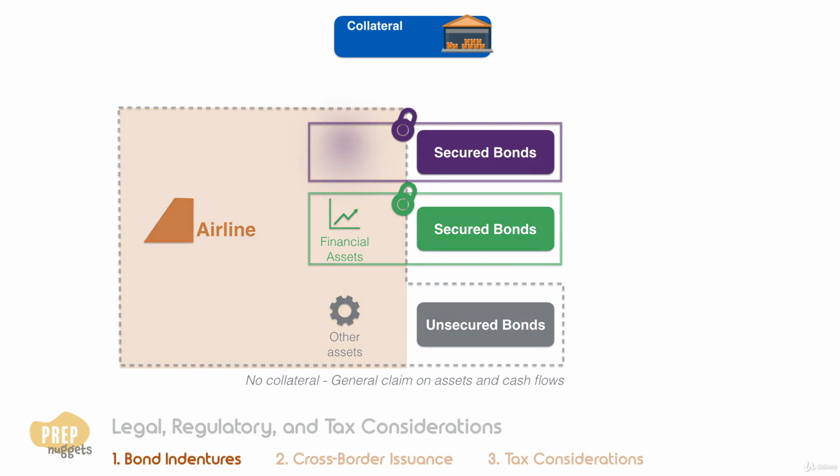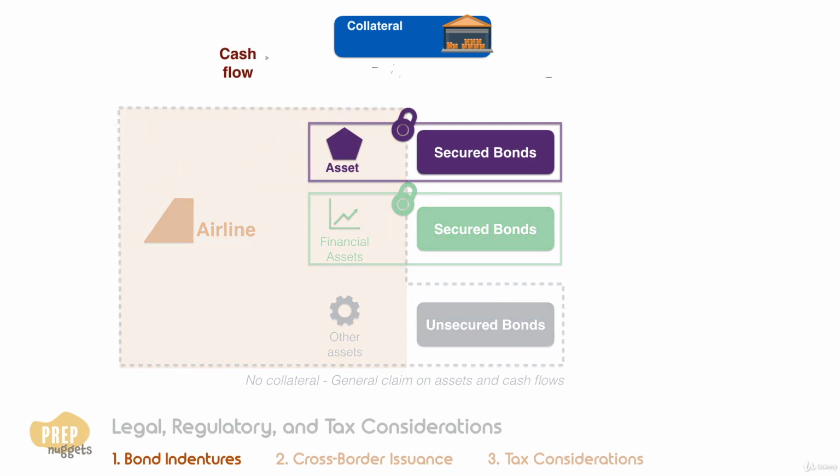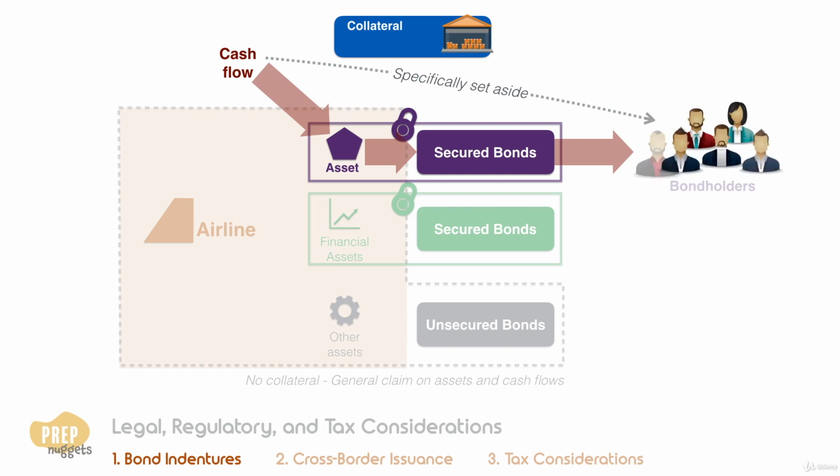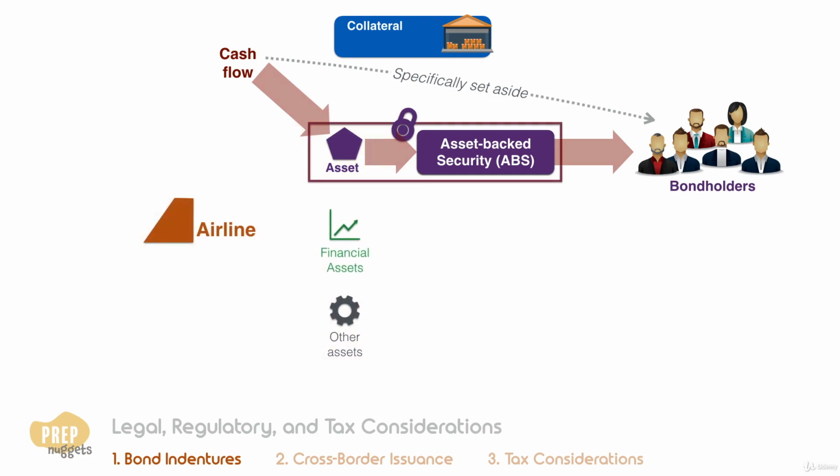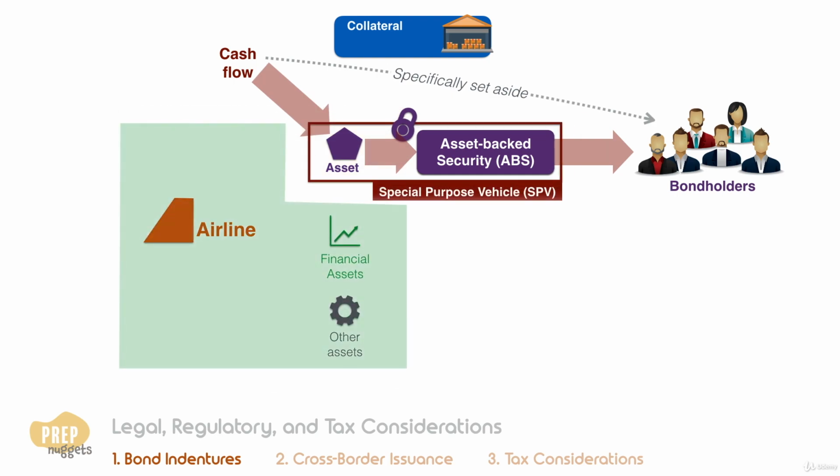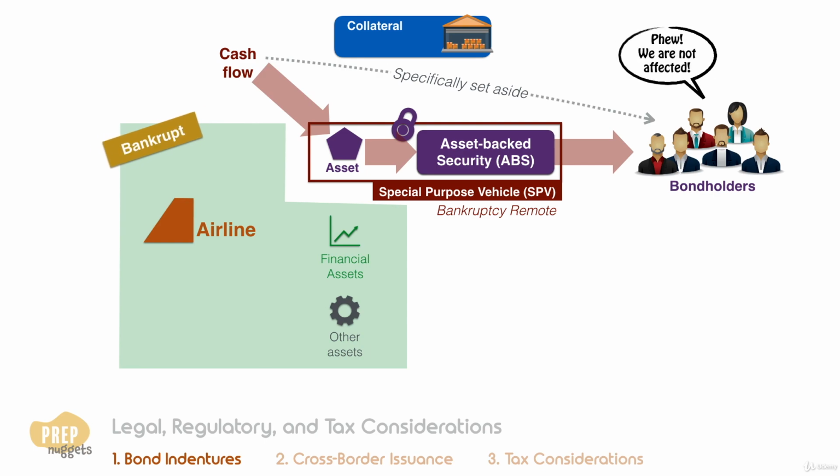If a security is structured such that the cash flows from a particular asset are specifically set aside for payments to the bondholders, the security is known as an asset-backed security, or ABS. As we've learned earlier, the backing assets are usually sold to a separate bankruptcy remote entity known as a special purpose vehicle. If the originating firm goes bankrupt, the assets are protected from the originating firm's creditors.